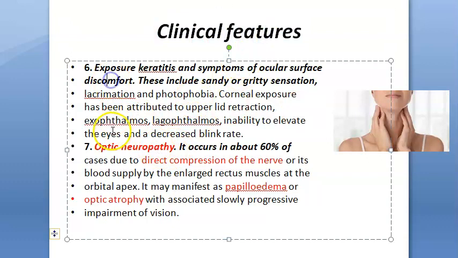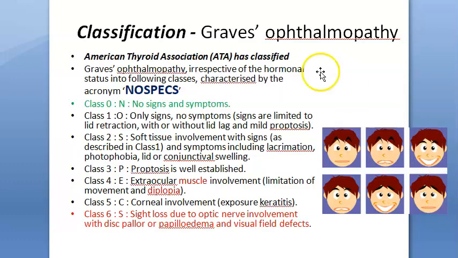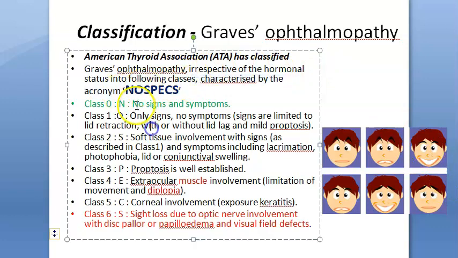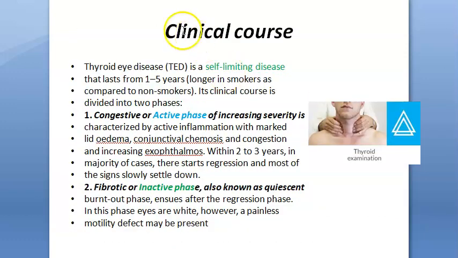Clinical features, continued: optic neuropathy. Because of all the build-up in the orbit, even the nerve is getting compressed. Papilledema, optic atrophy. Graves ophthalmopathy, NO SPECS classification. No signs and symptoms, only signs, no symptoms. Soft tissue involvement with signs and symptoms, proptosis. Extraocular muscle involvement is E, C is corneal involvement, S is sight loss. So NO SPECS. Remember, P is proptosis, E is extraocular muscle involvement, C is corneal involvement, S is sight loss. So you can remember some six things there.